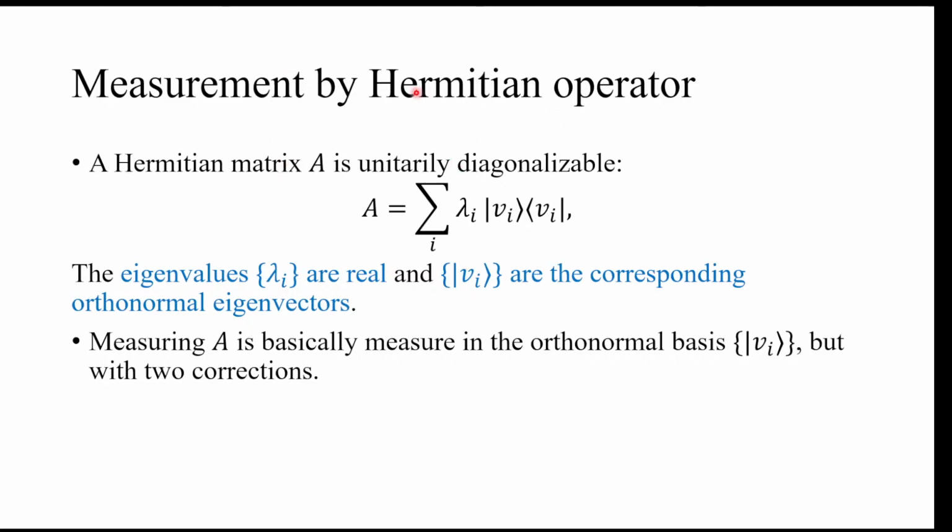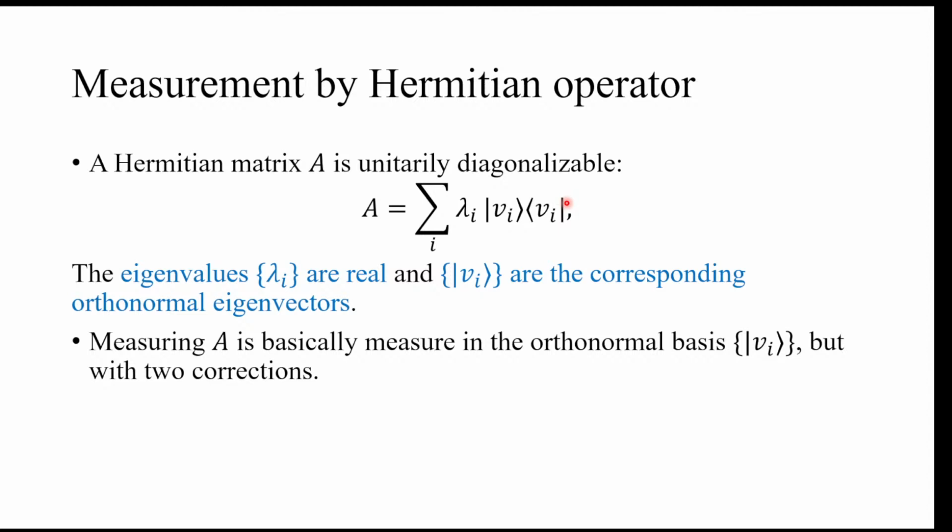For example, we can measure sigma x, or sigma y or sigma z of a qubit. And for a Hermitian A, we think about this by saying that A is Hermitian, so it's unitarily diagonalizable. So it can be written as this: a summation over the different eigenvalues and the projector onto the corresponding eigenvector. So the eigenvalues lambda are real, and Vi are the corresponding eigenvectors. Sorry, projected onto the corresponding eigenvectors.